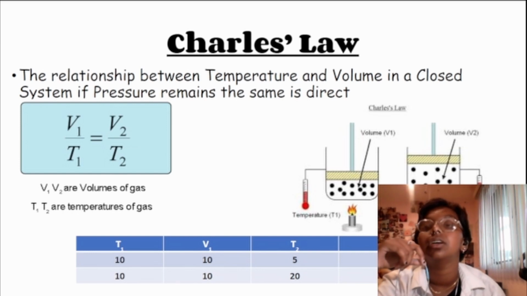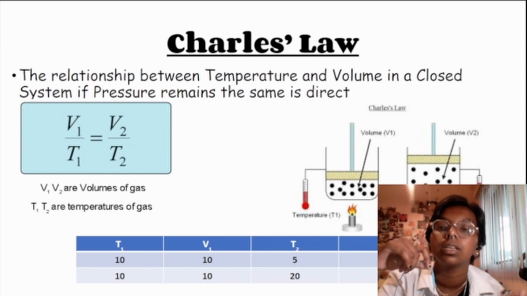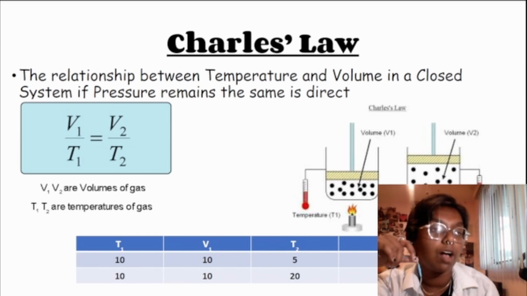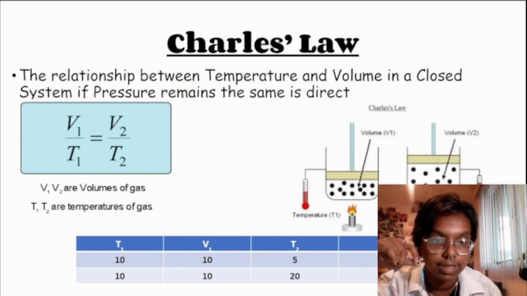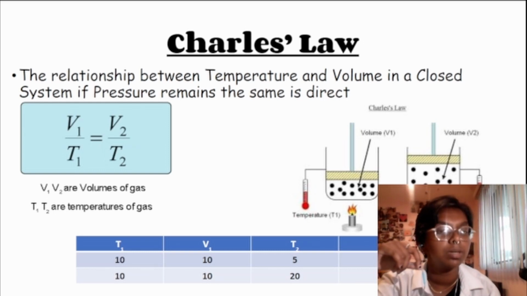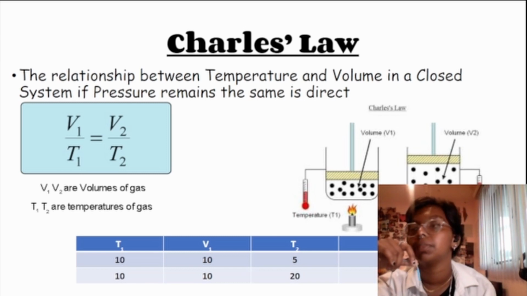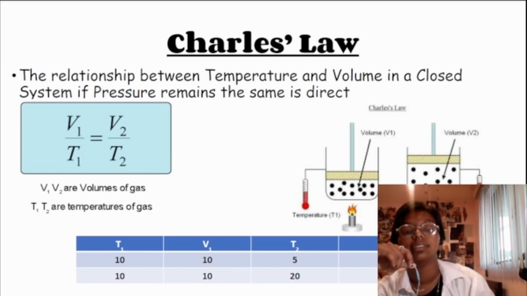And then the equation is initial volume over initial temperature is equal to final volume over final temperature. And then you just do the same thing as the previous one, plug in numbers. Like let's say you have to find the final temperature, plug in whatever numbers they give you, and you get it.